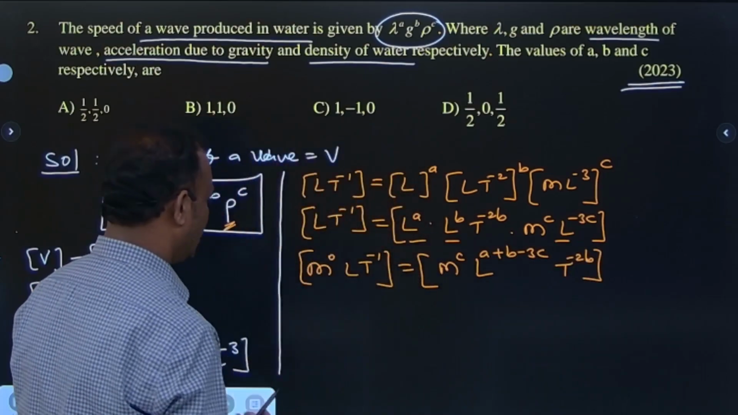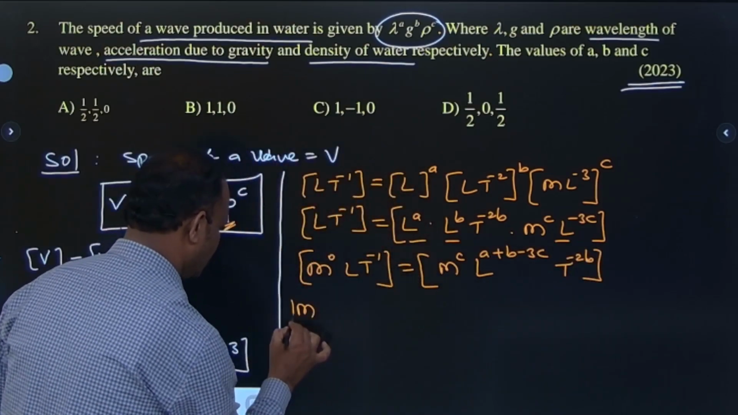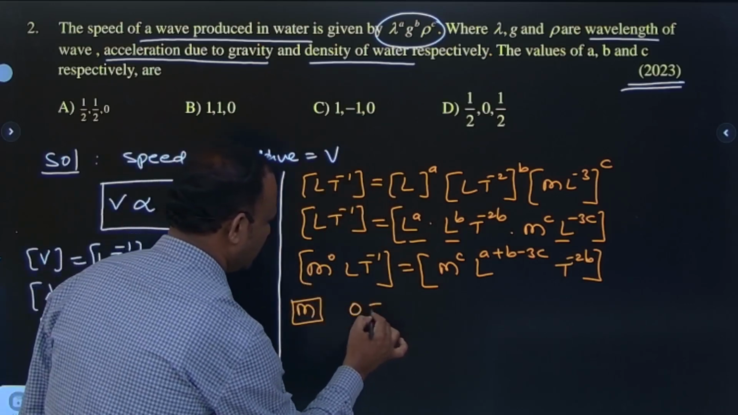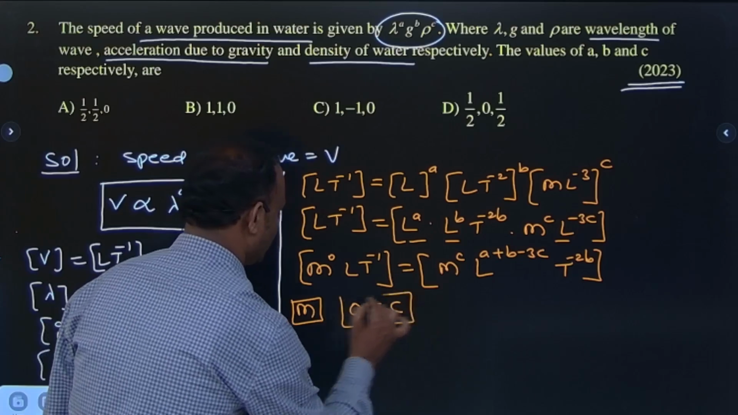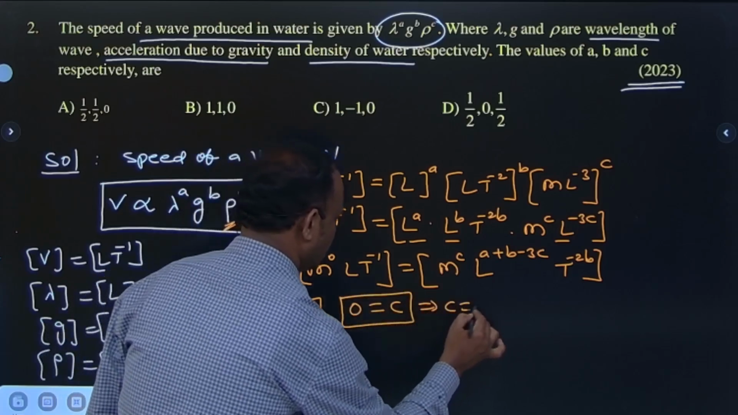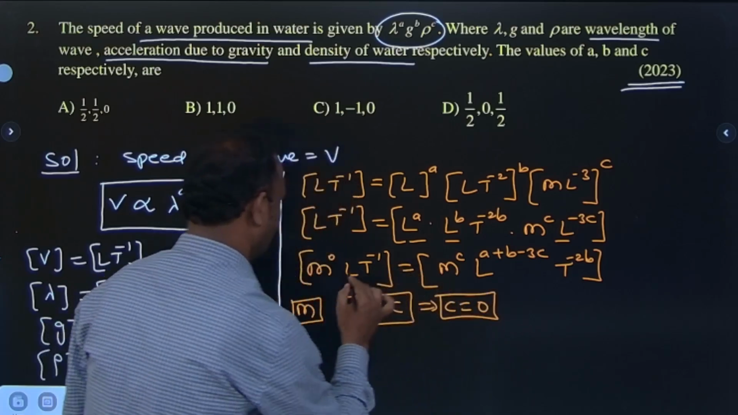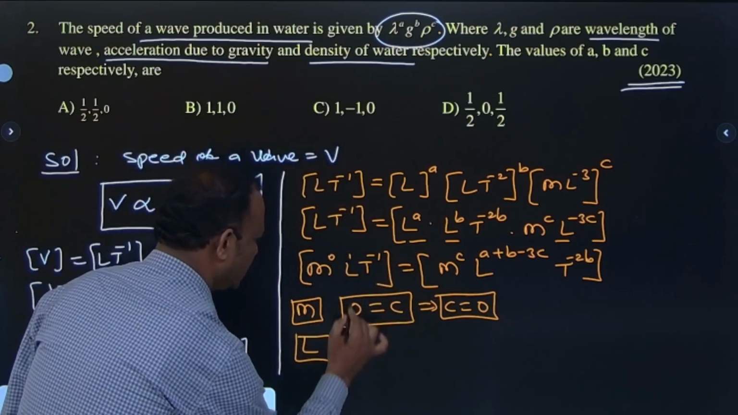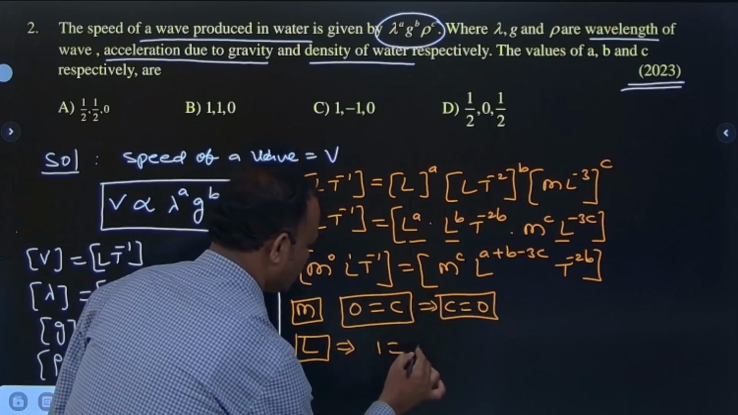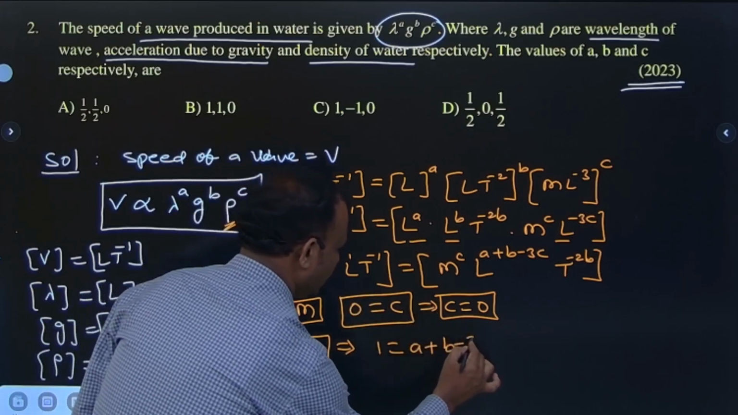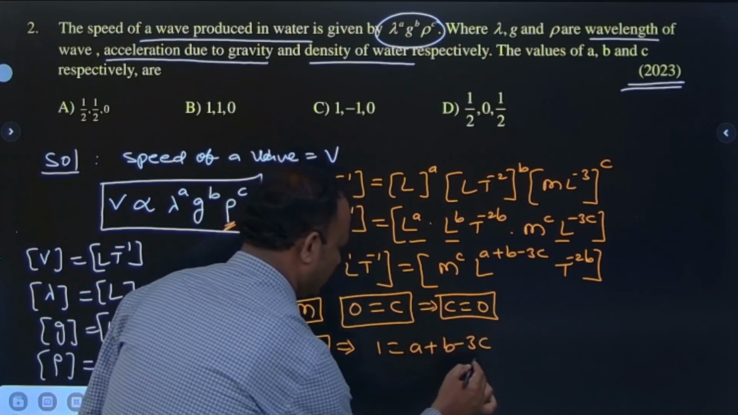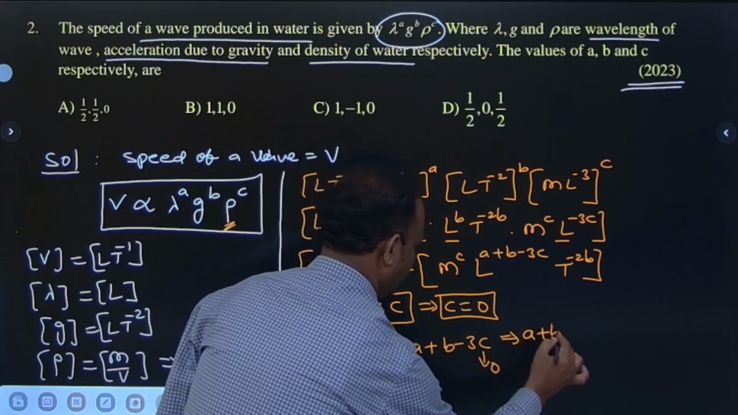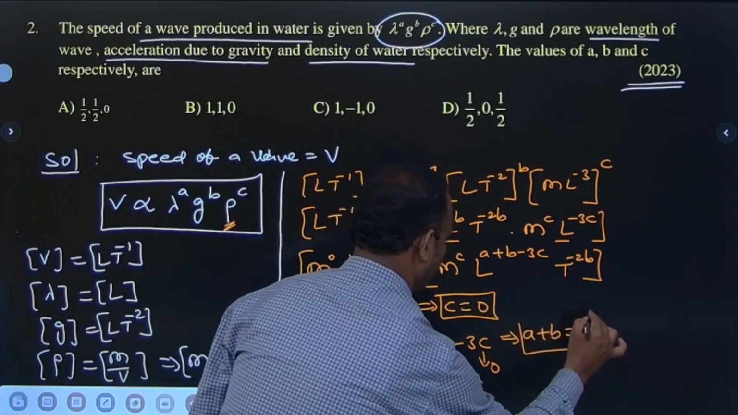Compare the terms of M. If you compare, 0 is equal to C, which means C is equal to 0. Now compare the terms of L. If you compare, 1 is equal to A plus B minus 3C. C is 0, so I can write A plus B is equal to 1.